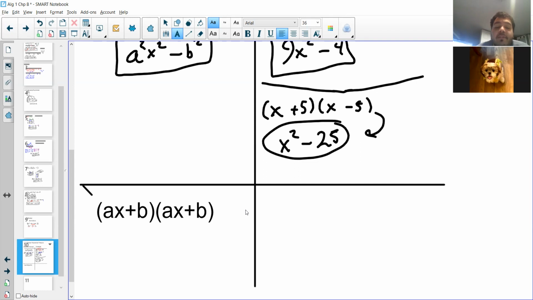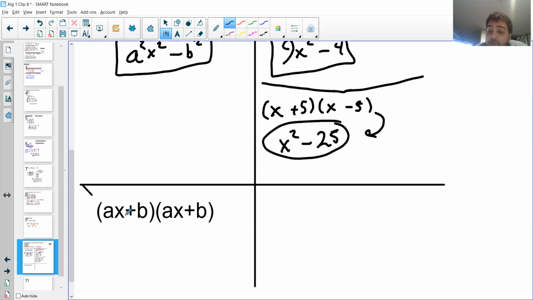All right. So we have ax plus b, ax plus b. What that leaves me with seems to be ax plus b, ax plus b. These are exactly the same. Since they're exactly the same, we're going to have a different result.